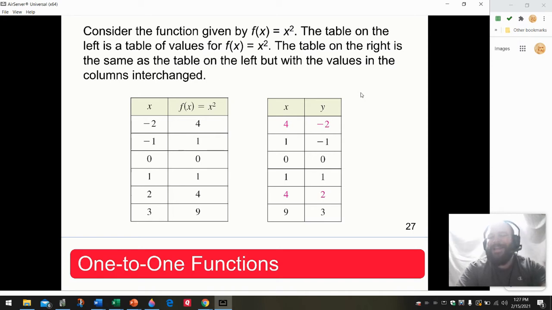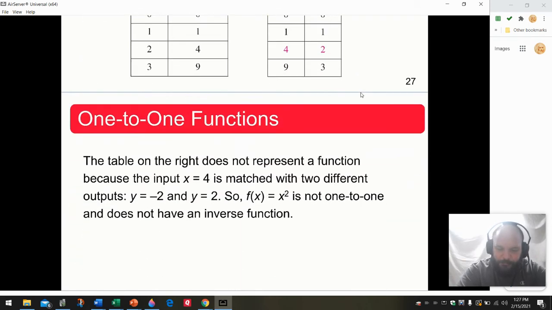So we can't invert graphs that have repeated y's, because when we invert them, the y's become x's, and then it fails to even be a function. So we need a way to test for that, and that's where your horizontal line test comes in. It'll save you time of trying to find an inverse if an inverse doesn't exist in the first place.